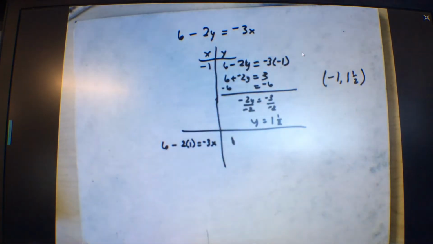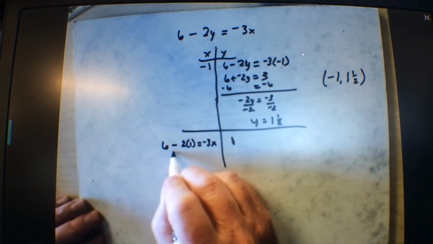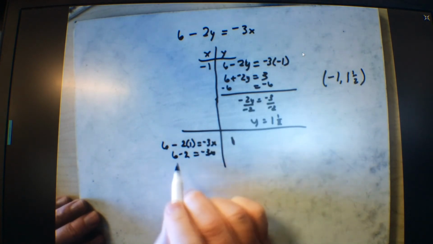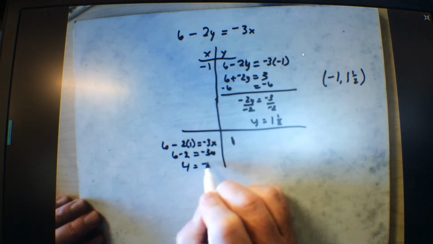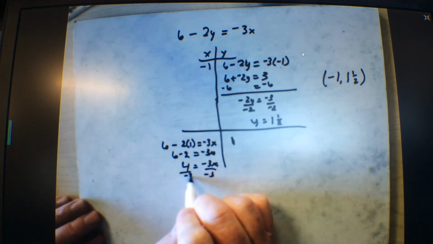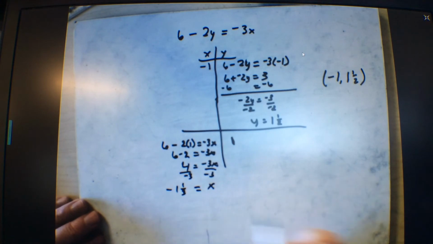Okay. Is this an x or y intercept? No, it is not. I just chose a different point. So now I have 6 minus 2 equals -3x. 6 minus 2 is 4. So I have 4 equals -3x, and I divide by -3. And I get x equals -1 1/3. Do we see that? All right?